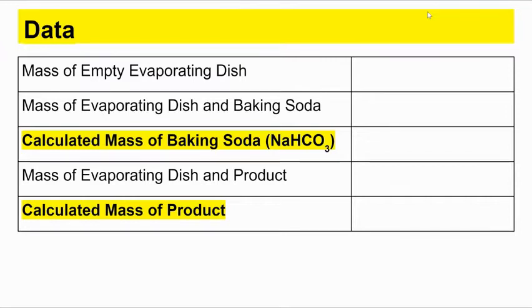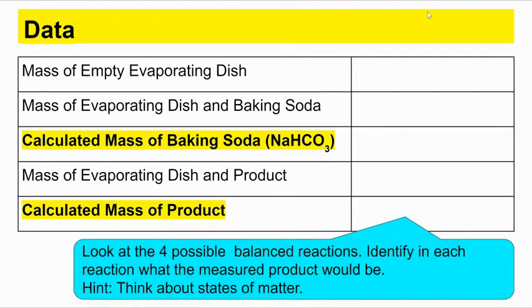So you'll need to collect the following data: the mass of the empty evaporating dish, the mass of the evaporating dish with the baking soda, and the mass of the evaporating dish and the product that remains. From that data, you should be able to calculate the mass of the baking soda, the sodium hydrogen carbonate you reacted, and the calculated mass of the product that was formed. And again, think about what that product represents in each of your 4 possible balanced reactions. To do that, you really need to think about states of matter.